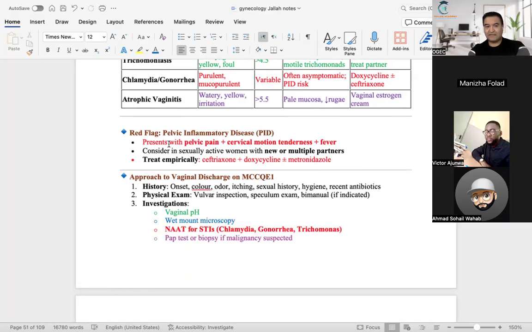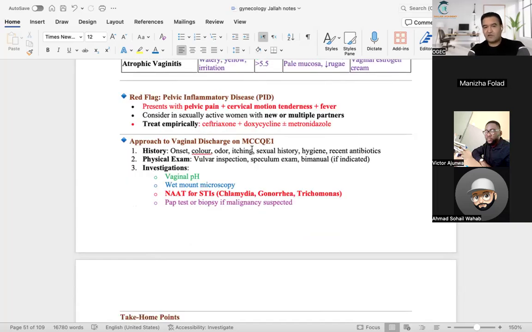Red flag for PID. Present with pelvic pain, cervical motion tenderness is the key characteristic clinical finding, plus fever. Consider it in a sexually active woman with a new partner or multiple sexual partners. Treat empirically: ceftriaxone, doxycycline, and metronidazole. So the patient has PID, 3 letters. The patient will use 3 antibiotics: ceftriaxone, doxycycline, plus or minus metronidazole. Okay? This is how you can remember it.